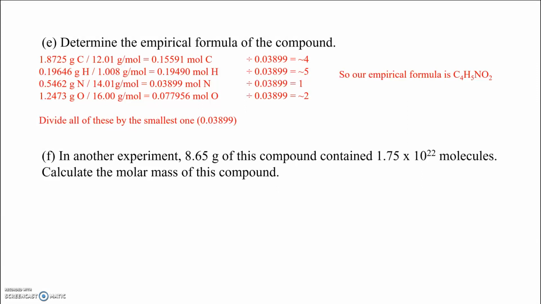Part F, in another experiment, 8.65 grams of this compound contained 1.75 times 10 to the 22nd molecules. Calculate the molar mass. Well, if I've got 8.65 grams for every 1.75 times 10 to the 22nd molecules, I can multiply that by Avogadro's number. And if I do the unit conversion properly, the molecules cancel and all I'm left with is grams divided by moles, and my number comes out to be 298 grams per mole.